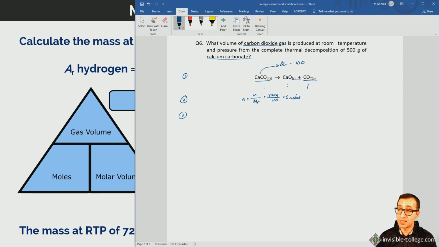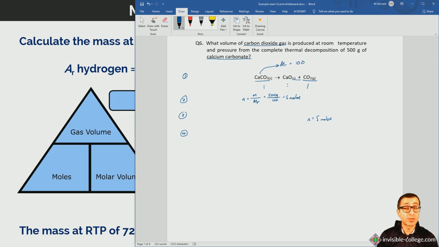So now we can use the molar ratio to deduce the number of moles of the substance in question. So if the ratio is 1:1 and we're starting with 5 moles of this, we must be producing 5 moles of this. So the number of moles of carbon dioxide being produced is 5 moles. So the final step is to use whatever is the appropriate equation or relationship to solve the question. In this case, we're being asked what volume of carbon dioxide is being produced, and it's at room temperature and pressure.